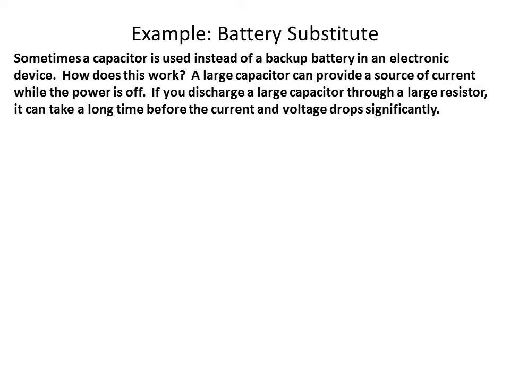Now let's take a look at an example of what I call a battery substitute. Sometimes a capacitor is used instead of a backup battery in an electronic device. How does this work? A large capacitor can provide a source of current while the power is off. If you discharge a large capacitor through a large resistor, it can take a long time before the current and voltage drop significantly. So you have a discharge circuit with a capacitor that's fully charged, waiting for the power to go off. When the power goes off, a switch is flipped and current starts to flow through whatever circuit we might need to power.